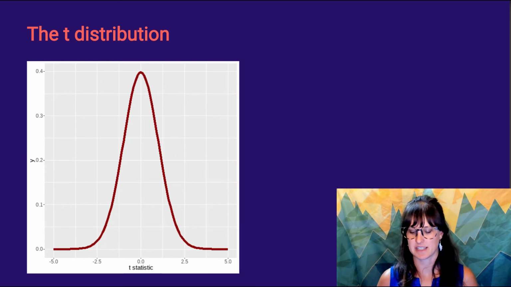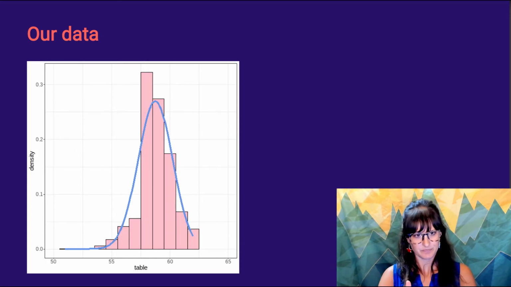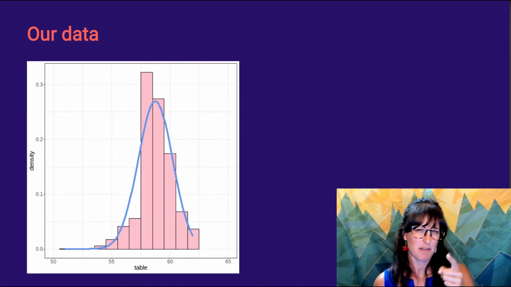So the t-distribution has this bell shape, and we might be tempted to look at our data and say, well, does our data have a bell shape? And in this case, when we're looking at this table variable, it roughly does, or at least there's not some kind of compelling reason to be concerned, right? The pink bars here is the histogram of our data, the blue is an overlaid normal distribution. They fit okay.